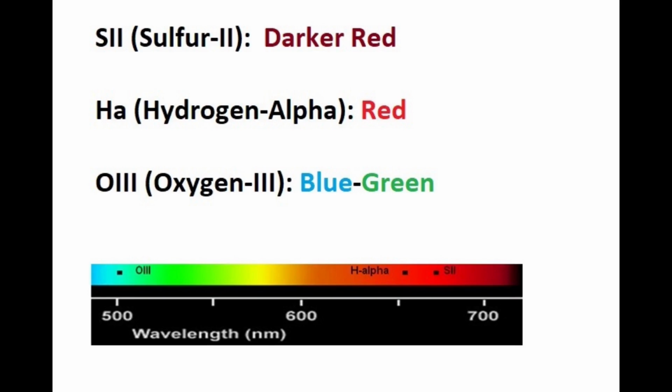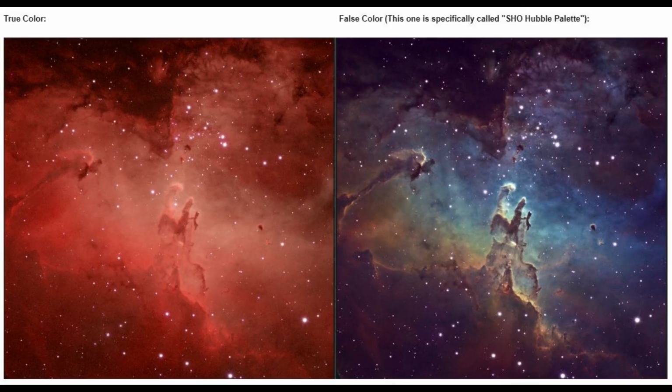Now, the problem with sulfur 2 and hydrogen alpha is that in the true color representation, they both emit light in the same reddish portion of the visible light spectrum. So when you look at the picture in true color, it's going to be difficult to distinguish one gas from the other, and so you lose a lot of detail in true color.